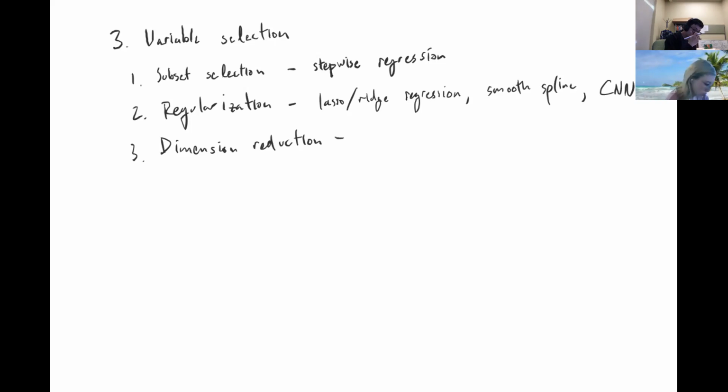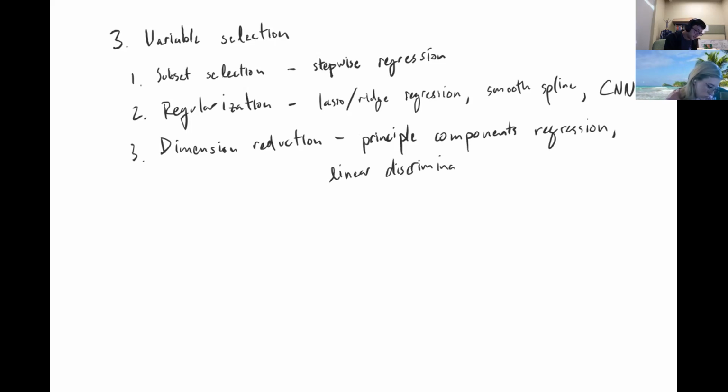For dimension reduction, we talked about PCR. Actually, I'll write it out. So principal components regression. We also had linear discriminant analysis. That's another form of dimension reduction, kind of analogous for explanatory variables where you have discrete outcomes.